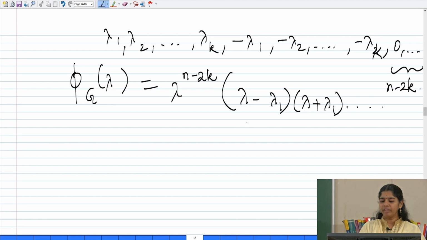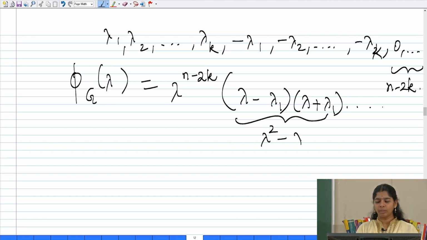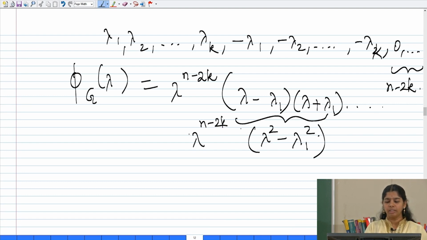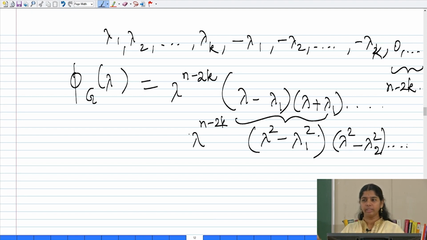So, if we do this, we can see that this is nothing but lambda square minus lambda 1 square, right. So, we will have all factors sitting like this, lambda square minus lambda 2 square and so on. If we expand this, you will never have an odd power of lambda appearing at all, you will have only even powers. Therefore, we can immediately see that all the coefficients of the odd power terms, the corresponding b_k's, would be 0, all the b_(2k+1) coefficients would vanish.